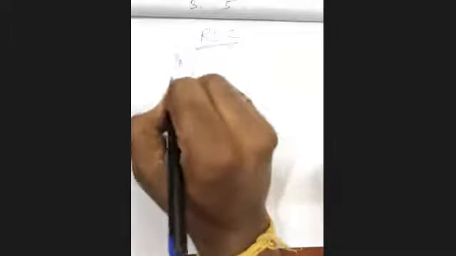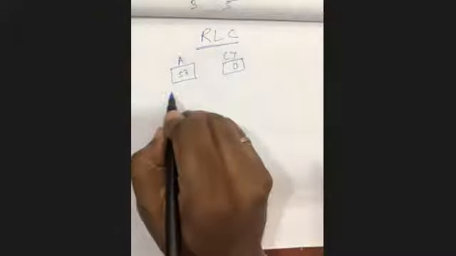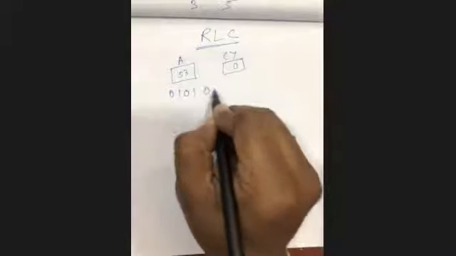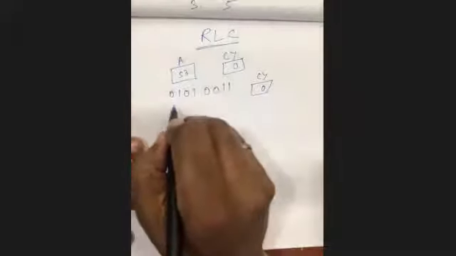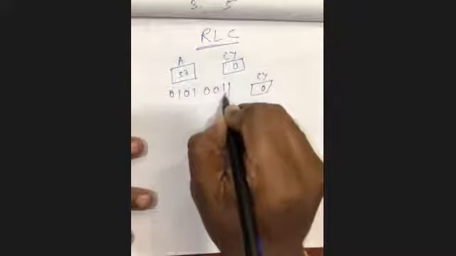RLC. Again, the accumulator is 53 and the carry flag is 0. It is just the reverse of the previous one. So 0 1 0 1 0 0 1 1 and the carry flag is 0. All bits are shifted by 1 bit position. So what will happen? The shift is from right to left.